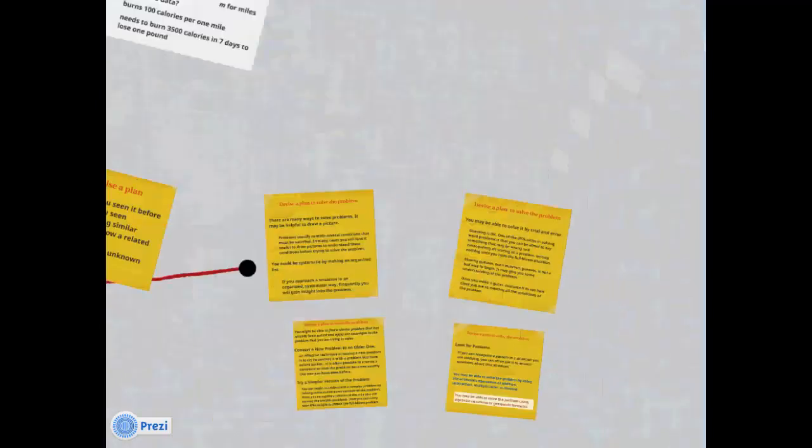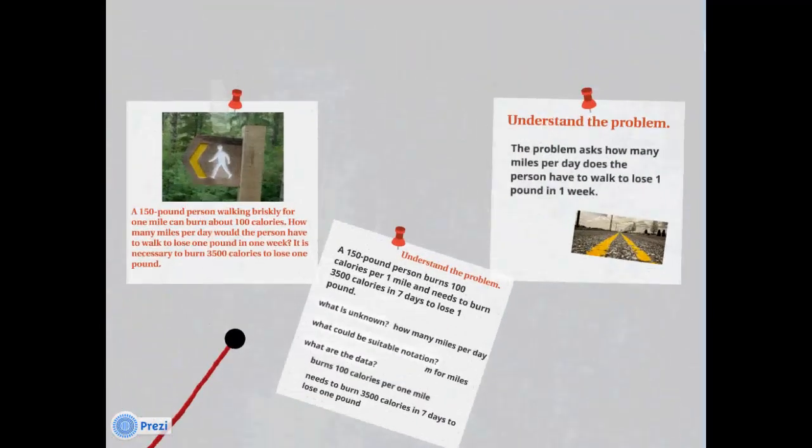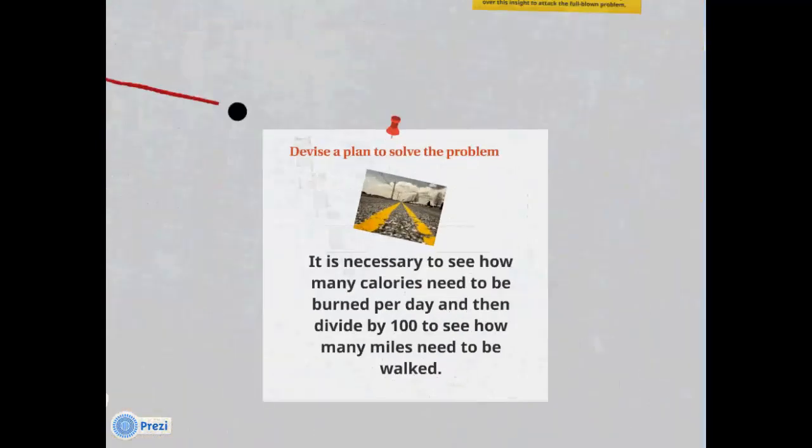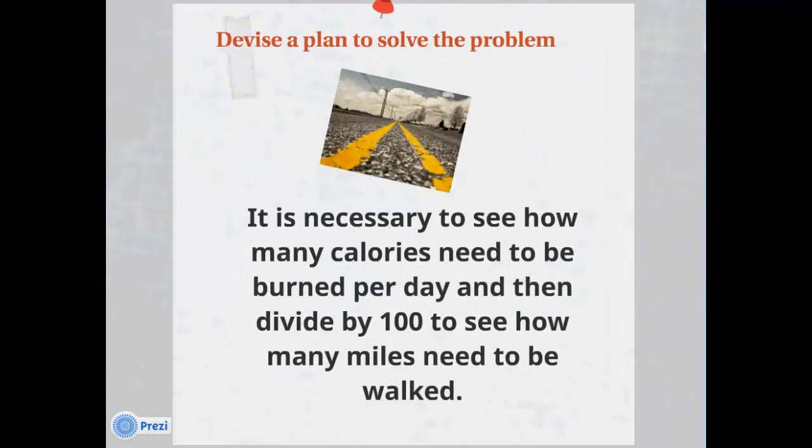All right, so let's just really quickly review what we're working on, and then we're going to jump to applying our second step, to devise a plan, to our problem. Again, we're looking for how many miles per day a 150-pound person has to walk to lose a pound in 1 week. So in this one, it's necessary for us to see how many calories need to be burned per day, and then divide that by 100 to see how many miles need to be walked. So that's our plan.